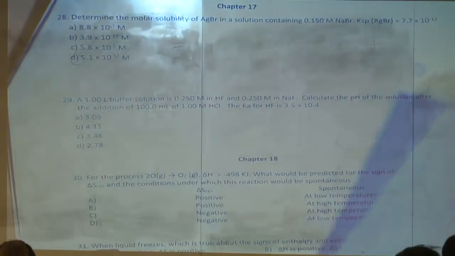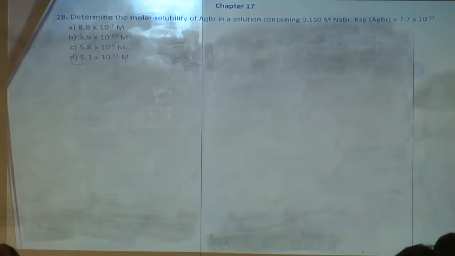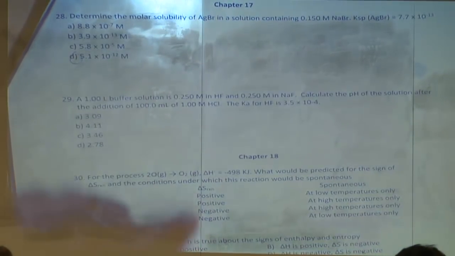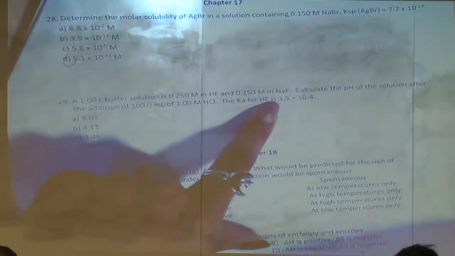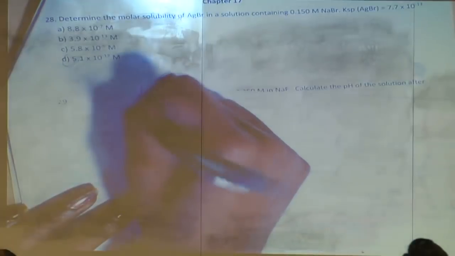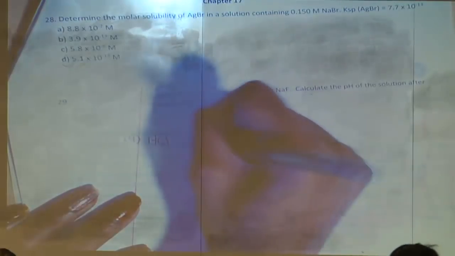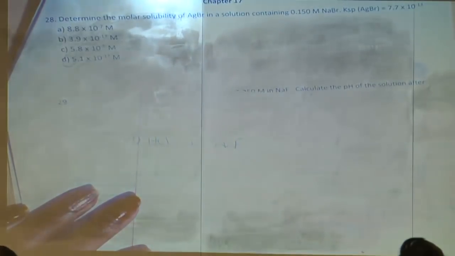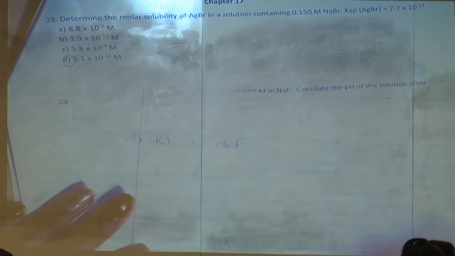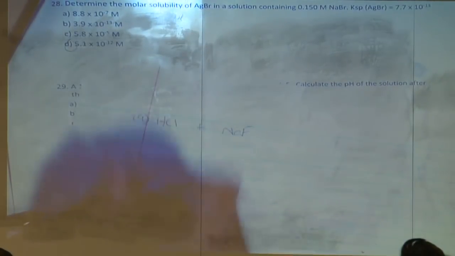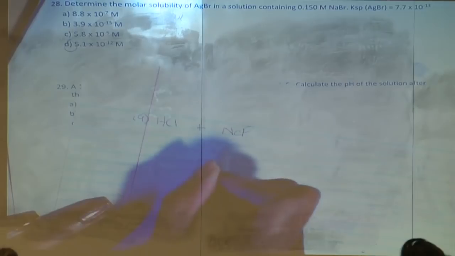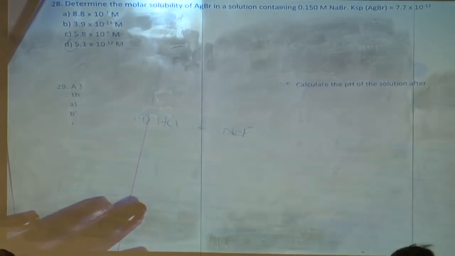So for 29, we're going to add HCl. That means HCl is going to either react with HF or NaF. So acids react with bases. So that means HCl is going to react with NaF because NaF is the base in this reaction. Okay. So that means we're only going to focus on HCl and NaF, not HF.